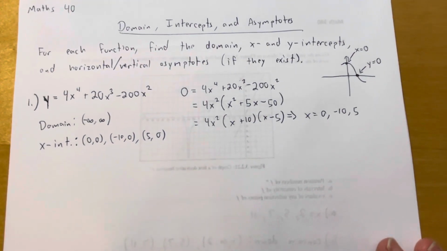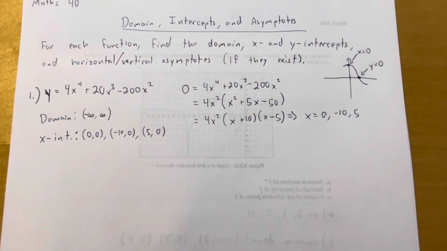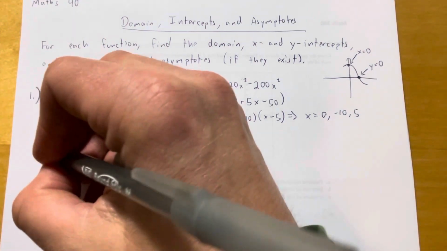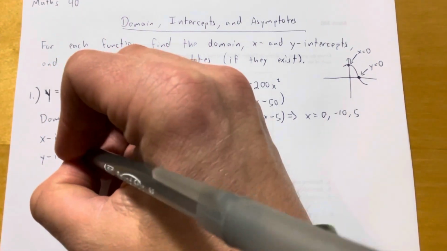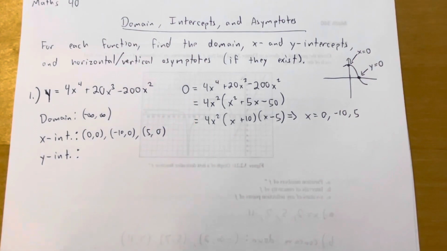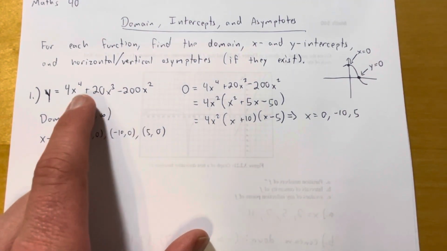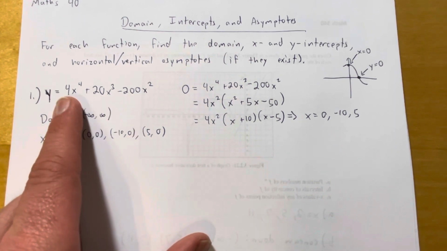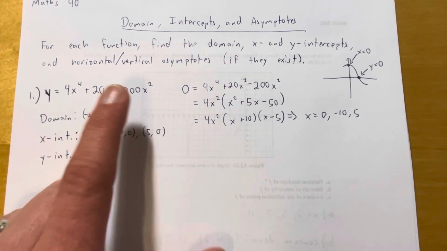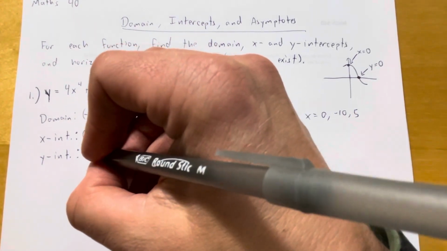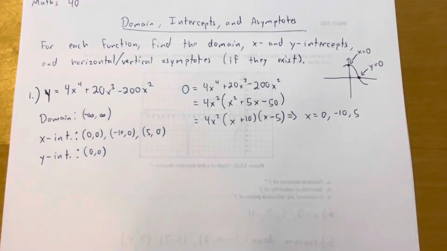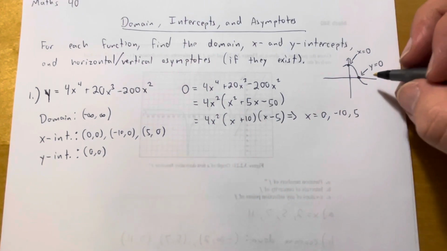Another thing that's worth mentioning here, a couple of things. To find the y-intercept, it's generally easier to do that than to find the x-intercept because you're plugging 0 in for x. And I can see just by looking at this, if I plug a 0 in for x, all of that's going to go to 0 immediately. So my y-intercept is (0, 0). Notice how we have a common x-intercept and y-intercept at the origin, (0, 0).